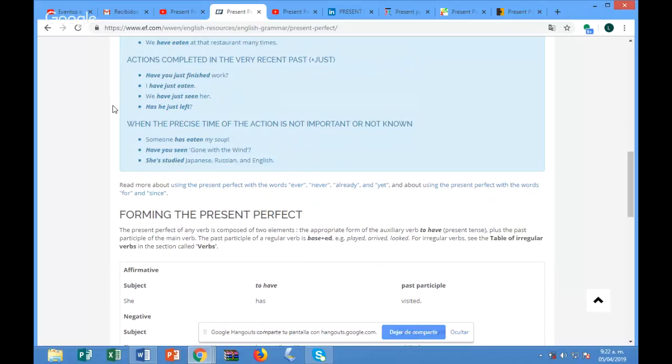Action completed in the very recent past. We use just for this. So we use this just here in the positive, for example. We use subject plus have plus just plus the verb in past participle. So I have just eaten. We have just seen her. Has he just left? So it's the same thing, just change in the question. We add have or has first and after the subject plus just plus the verb in third form, okay?